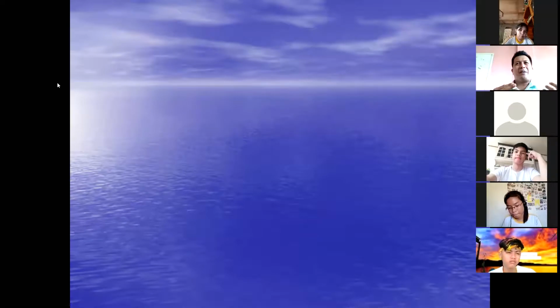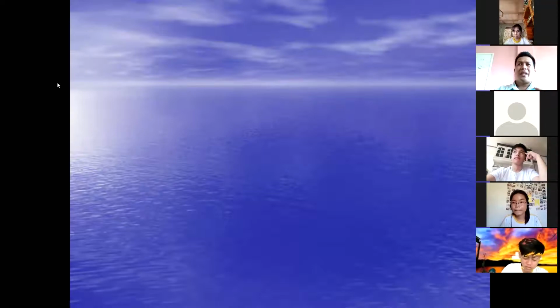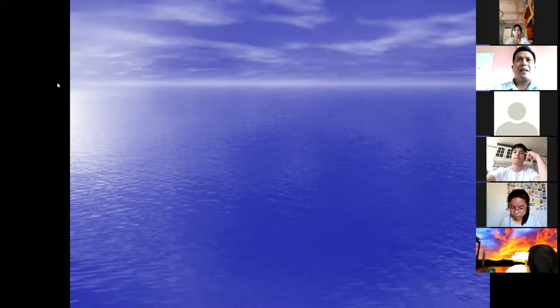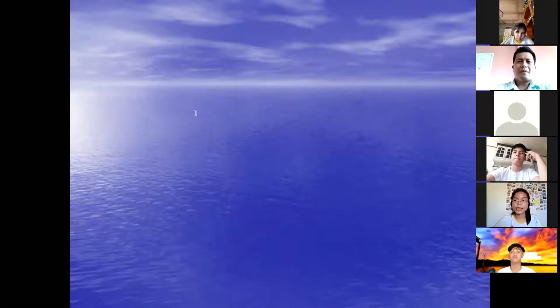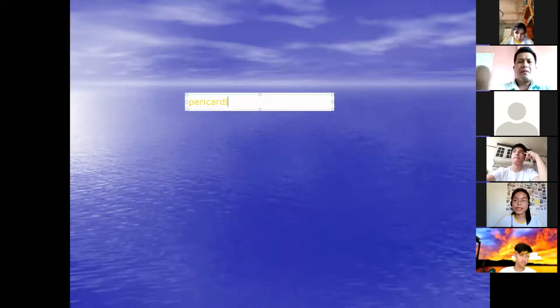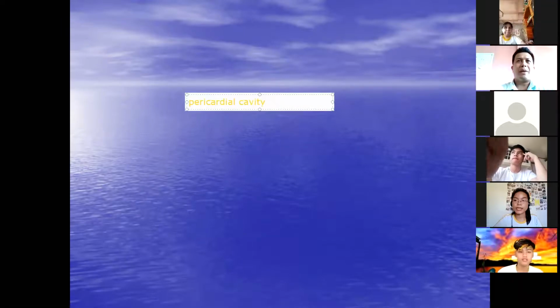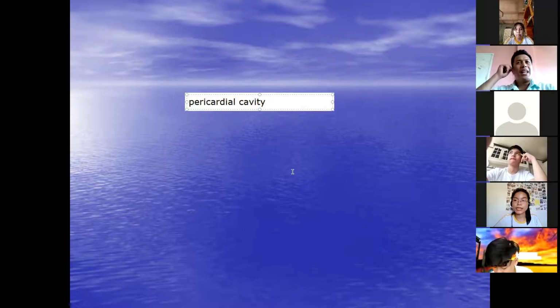There's a space there which is called the pericardium. Pericardial cavity is the cavity where the heart resides. I will type the name there. Pericardial cavity. That's the name, pericardial cavity. So that area is where our heart is located.